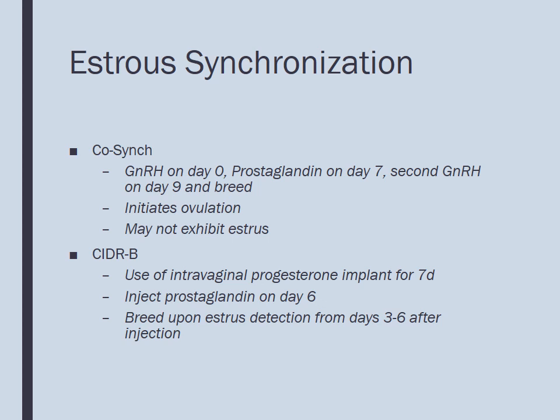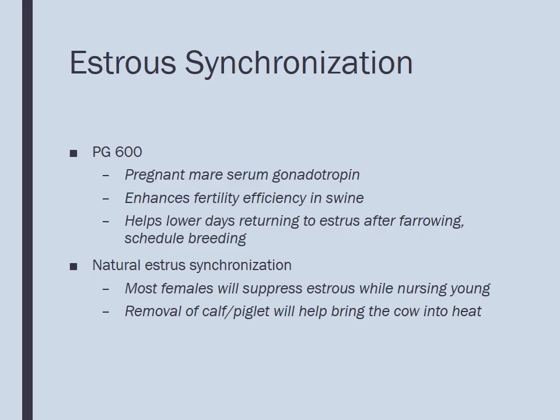Moving on, look at CIDR synchronization, use of an intravaginal device that emits progesterone. Implant that thing for 7 days, inject prostaglandin on day 6, and then breed on estrus detection after you remove the CIDR 3 to 6 days after injection. Again, very, very effective. I was actually on a farm that did a lot of the research at the time. PG600 used very, very effectively in swine, lowers the return to estrus days after farrowing and schedules breeding there.